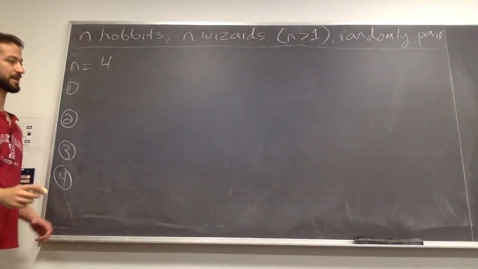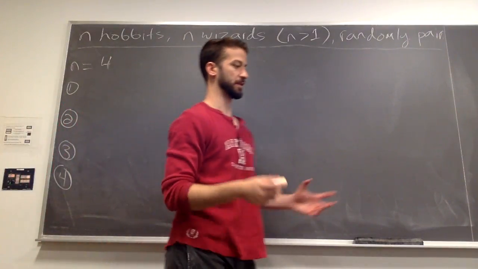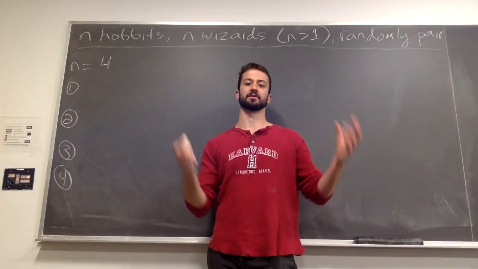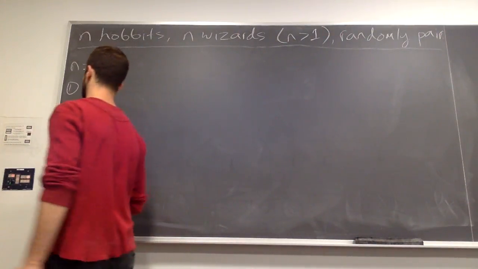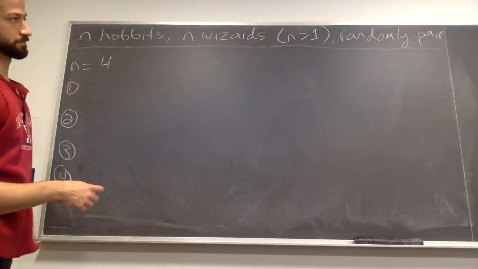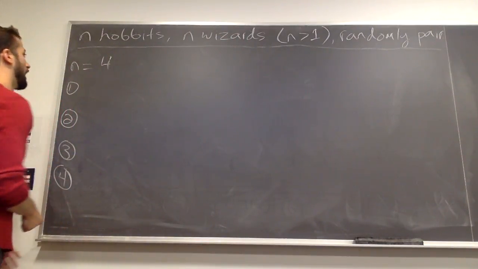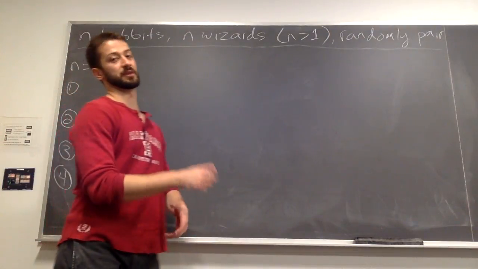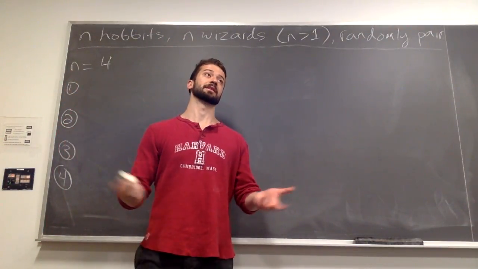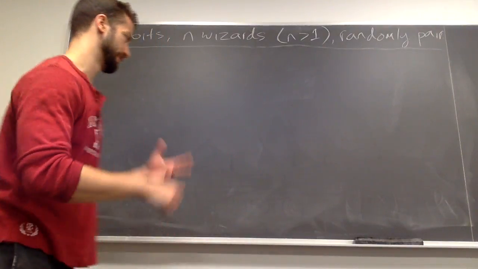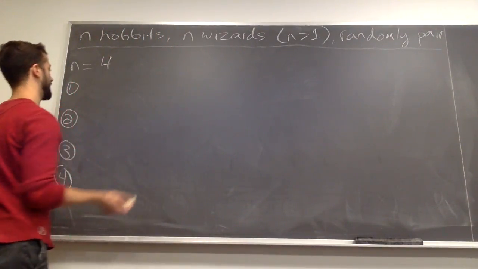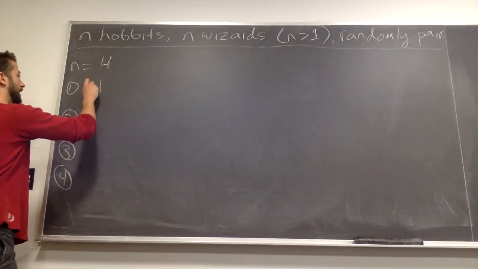When we randomly pair, we take the hobbits and the wizards, we put them all together, and we randomly draw pairs out. So we pick 2 people, they're a pair. We pick another 2 people, they're a pair. Totally random. Everyone has equal probabilities of being paired with anyone else. A hobbit can be paired with a hobbit, a wizard can be paired with a hobbit, or a wizard can be paired with a wizard. No constraints on that.